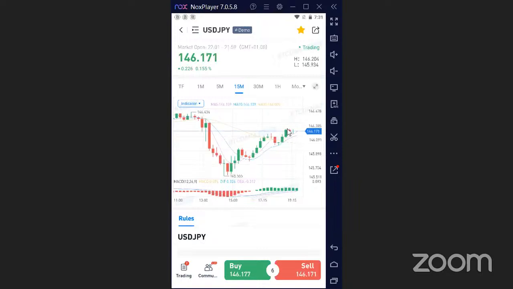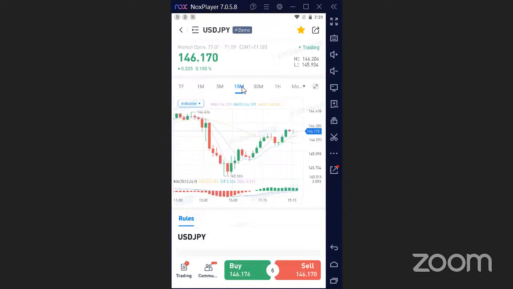I told you, anytime a candle crosses it, either to the top or below, it means the market is going to either go up or come down. If it crosses above, it means the market is going to continue to go up. If it crosses below, it means the market is going to continue to go down. Now we have a cross above, so it means the market is going to continue to buy.